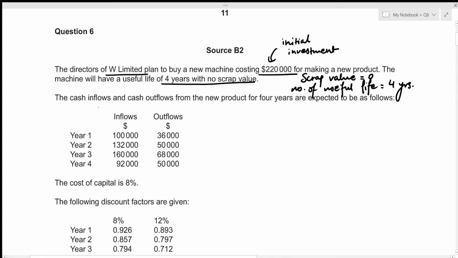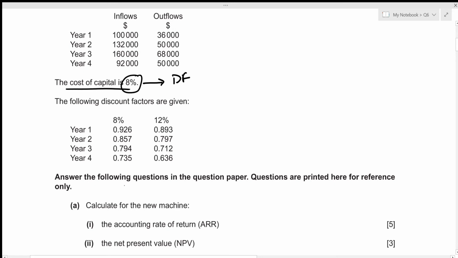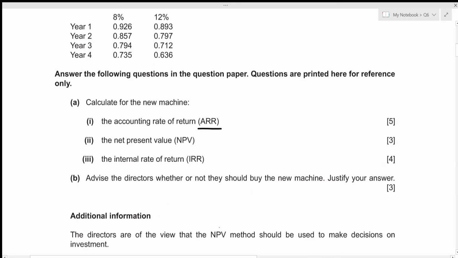Now we are given the cash inflows and cash outflows from the new product for 4 years. And we are given that the cost of capital is 8%, meaning that this is the interest rate that we will use to figure out our discount factor and adjust the time value of money by figuring out the net present value. Now for the first part of this question, we need to calculate the accounting rate of return, ARR. Let's do that.